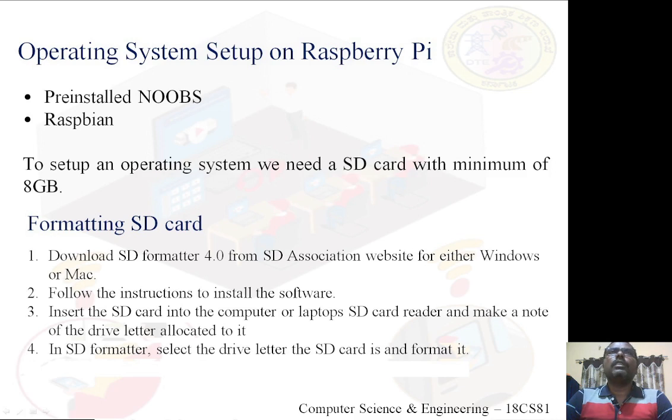One, as you can see on the slide, is pre-installed NOOBS. The other one is Raspbian. So let me differentiate first what actually is the difference between these two. NOOBS stands for New Out Of Box Software. I repeat, NOOBS stands for New Out Of Box Software.